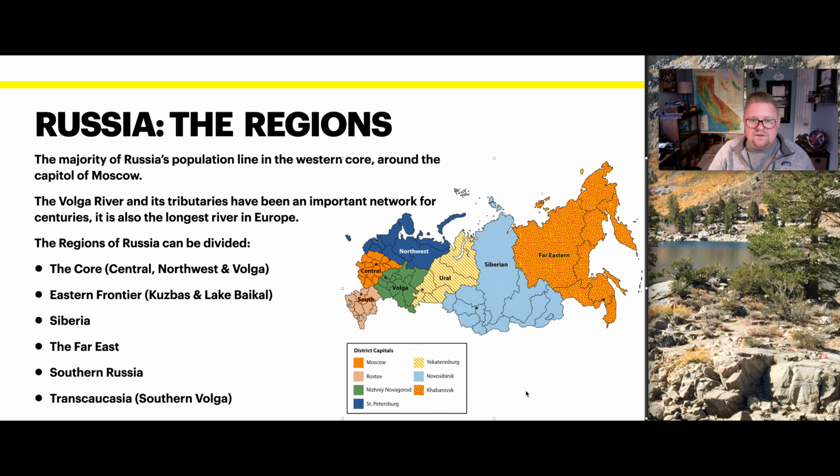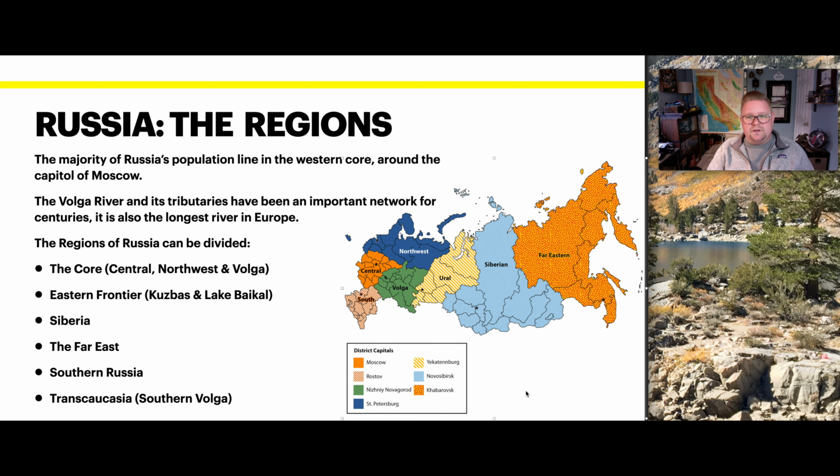So the regions can be divided into other areas. In the text, it divides it by the core, the eastern frontier, Siberia, the Far East, the southern Russia, and the Transcaucasia, which means all of Caucasia.